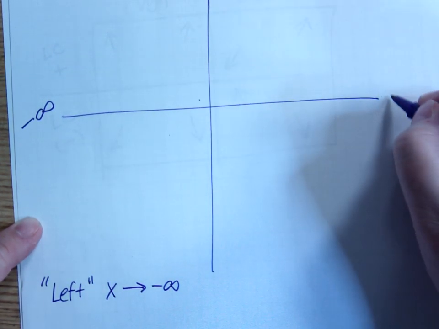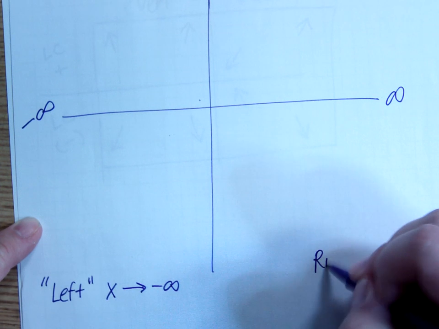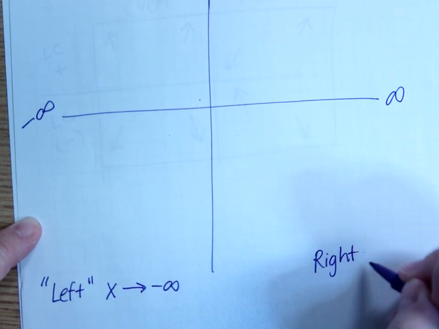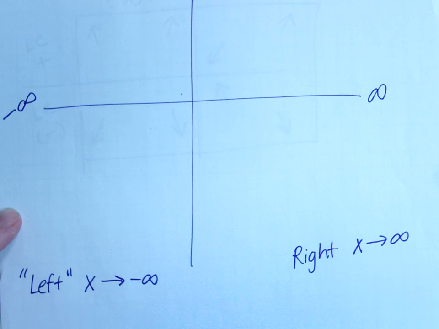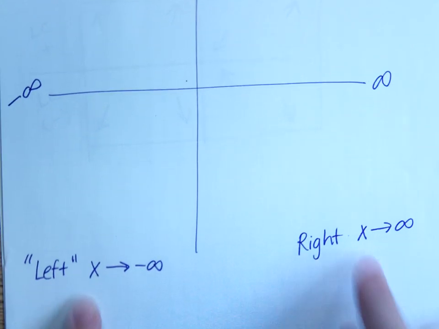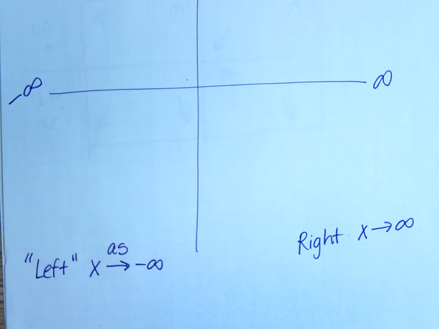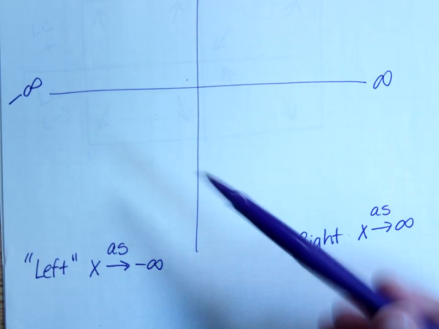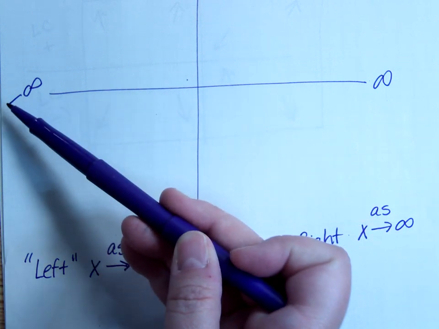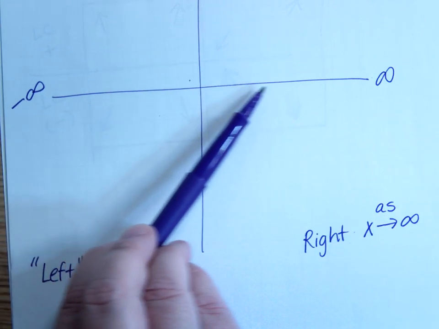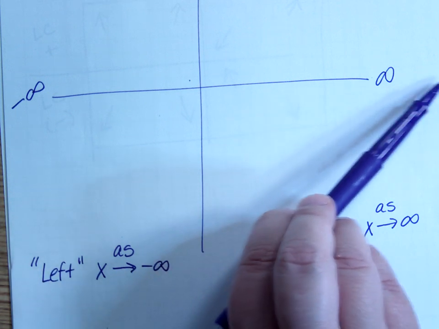And to say right, we're going to say x is approaching positive infinity. That's how we're going to describe the right-hand side. So every time we're talking end behavior, we're going to say both of those things. We usually say as x approaches negative infinity and as x approaches positive infinity. As x approaches negative infinity means as I move this direction, here's what's happening. As x approaches positive infinity says as I move to the right, here's what's happening.